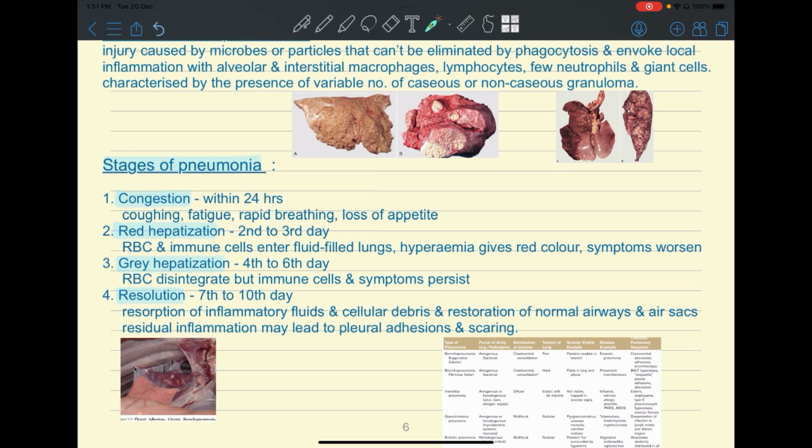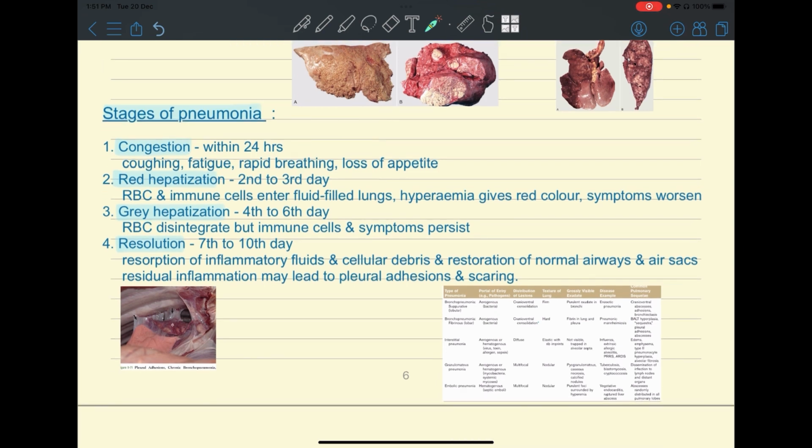So red hepatization. Then gray hepatization from the 4th to 6th day. In this, the RBCs will disintegrate, but we will see more and more migration of immune cells or lymphocytes. And that is why the red color will turn into gray color. Then the last stage is resolution from the 7th to 10th day. This is basically the resolution of the pathological condition. So we will have resorption of the inflammatory fluids, the cellular debris, and restoration of normal air sacs in case of birds and normal airways.